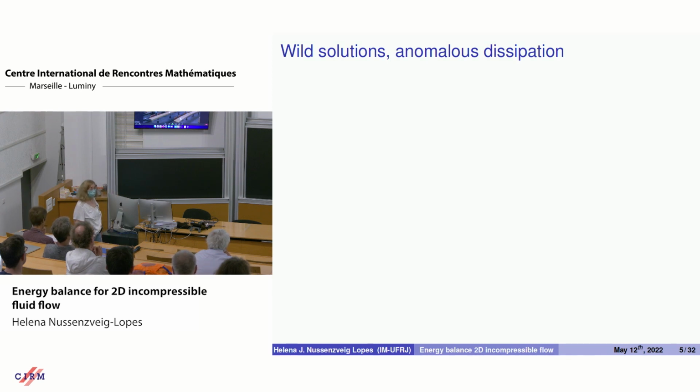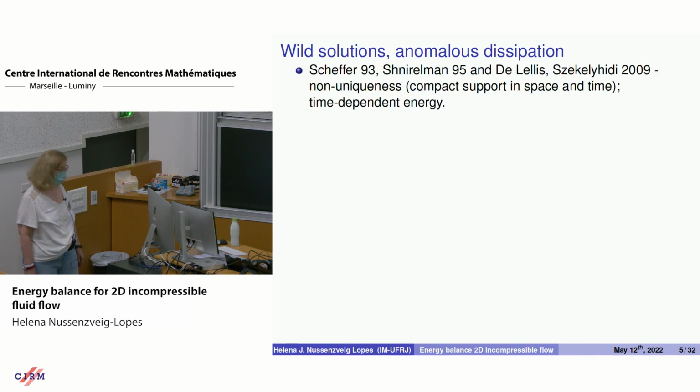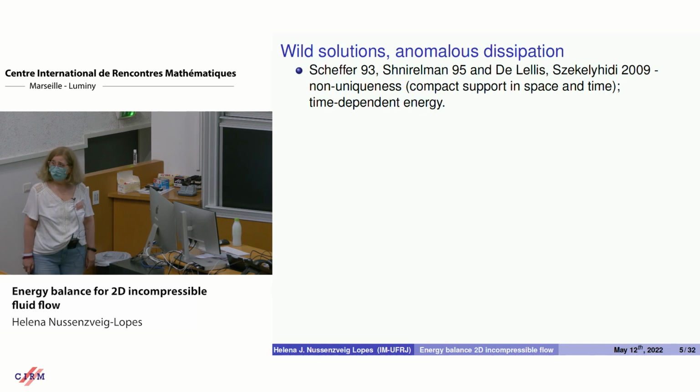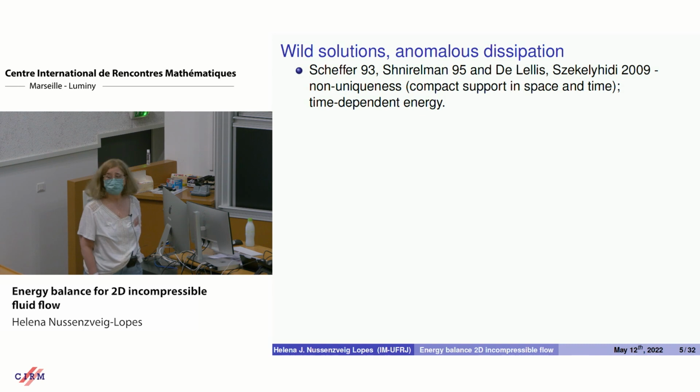So on the flexibility side, the research led to the wild solutions, which started in a paper from 1993 by Vladimir Scheffer, which was rather unreadable, followed by a paper by Sasha Shnirelman in 1995, much more readable. So these were papers in which they constructed inviscid weak solutions of the Euler equations, which were compactly supported in space and time. The problem is they were not in the physical space, they were only L2 in time, L2 in space. So they were not in L infinity, L2.